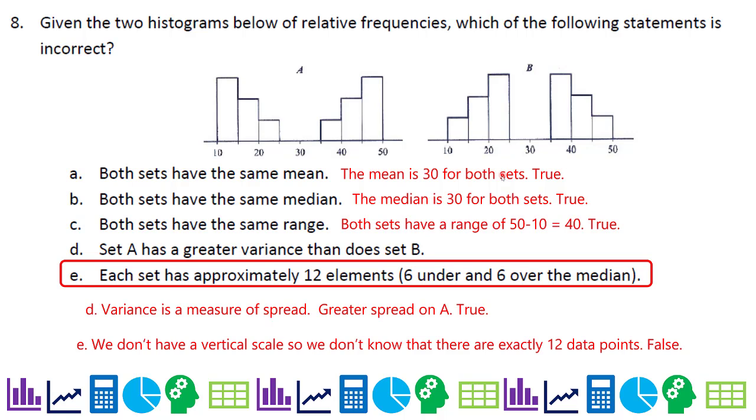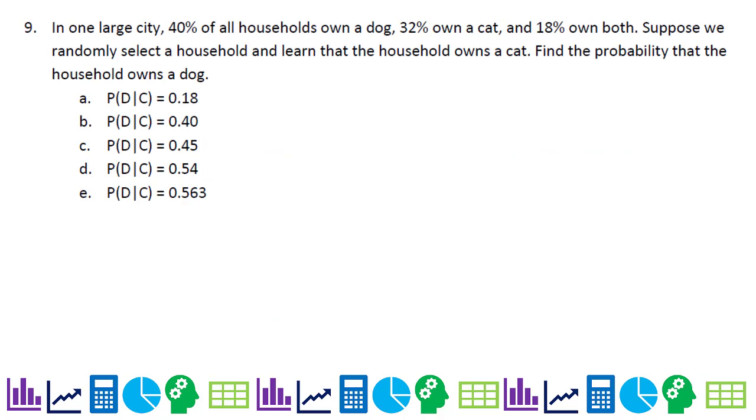All right, then number 9. In one large city, 40% of all households own a dog, 32% own a cat, and 18% own both. Suppose we randomly select a household and learn that the household owns a cat. Find the probability the household owns a dog as well.